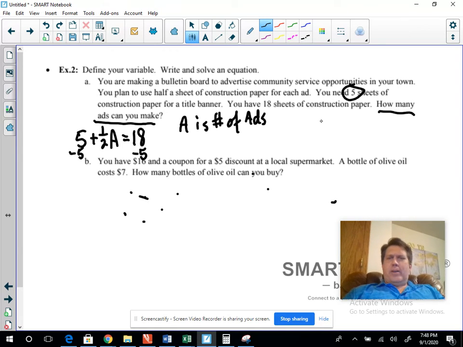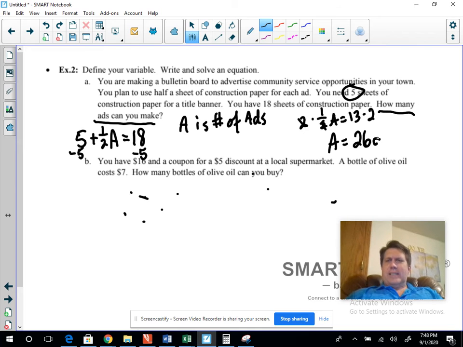I'm going to move over here, and I'm going to get 1/2 A equals 13. 18 minus 5 gets us 13. Now I'll multiply by 2 to get rid of that 1/2. The 2 gets out of the bottom. And we get A is 26 ads. All right, next up.